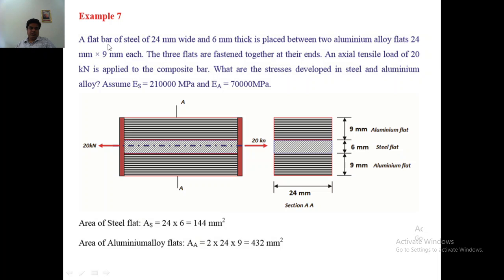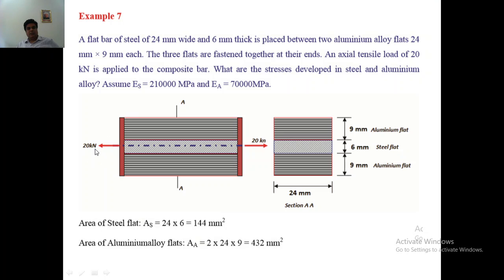Here we have a flat bar of steel. A steel flat bar is there. We can see the front view and the sectional view, the side view, here. This is the front view, and we have the cross section AA. At this cross section AA, this is the arrangement of the two bars. The steel flat is in the middle, and it is covered by the aluminum flats at the two ends, bottom and top here, and this is the length of the bar.